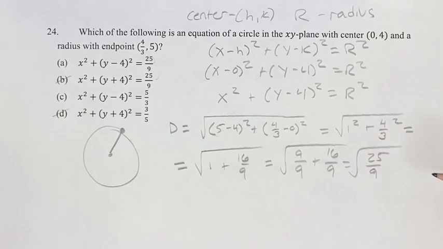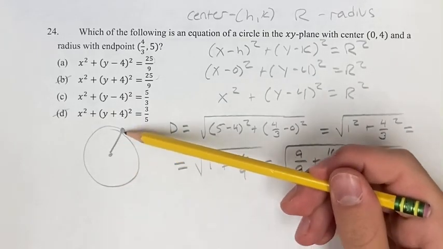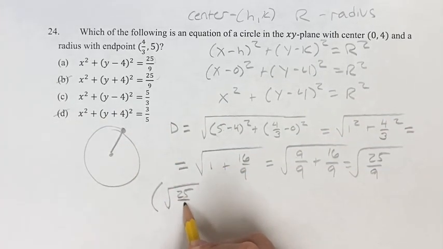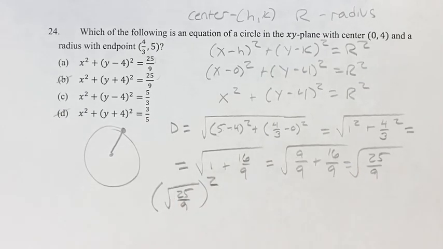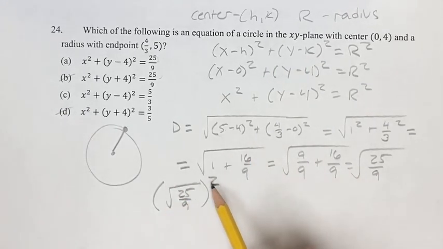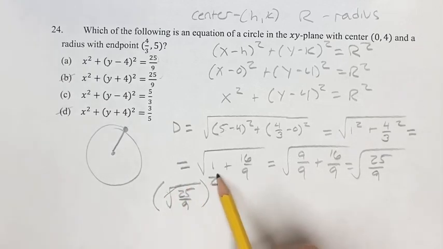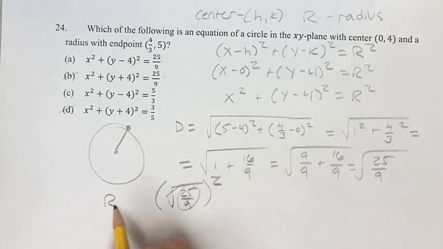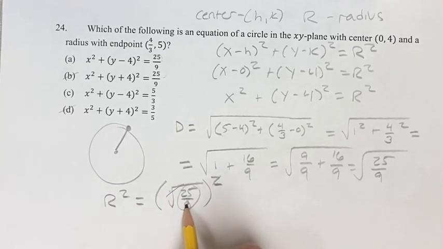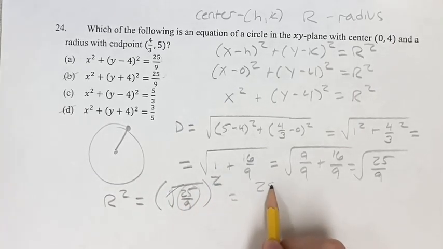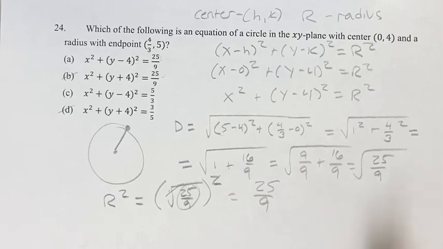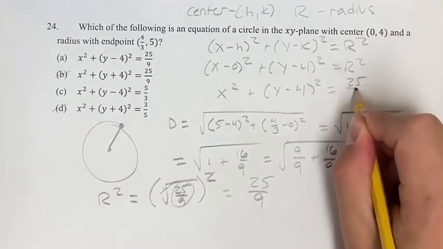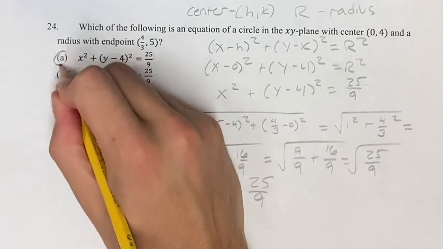But we're not looking for the radius. We're looking for the radius squared. So we actually have to square this, the square root of 25 over 9, and the square of the square root of anything is just the thing itself inside. So r² is the square of the square root of 25/9, which is just 25/9. So we can put in 25/9 for r², which is going to correlate with A.